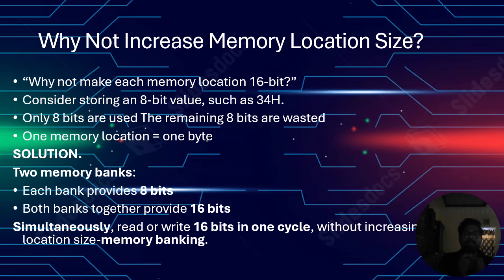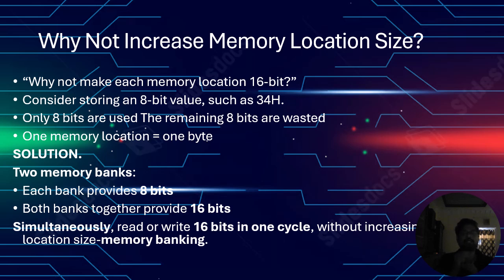Therefore, memory designers follow an important rule. One memory location should be as small as possible. In practice, the smallest efficient unit is 1 byte. That is why one memory location always stores 1 byte.